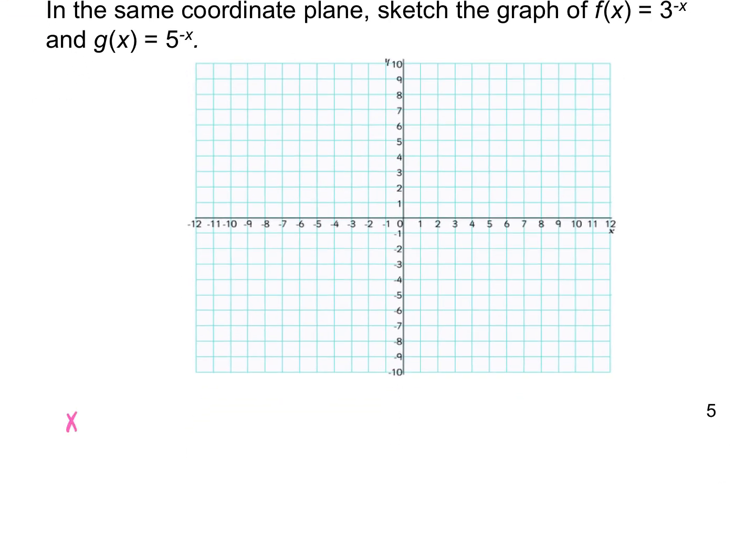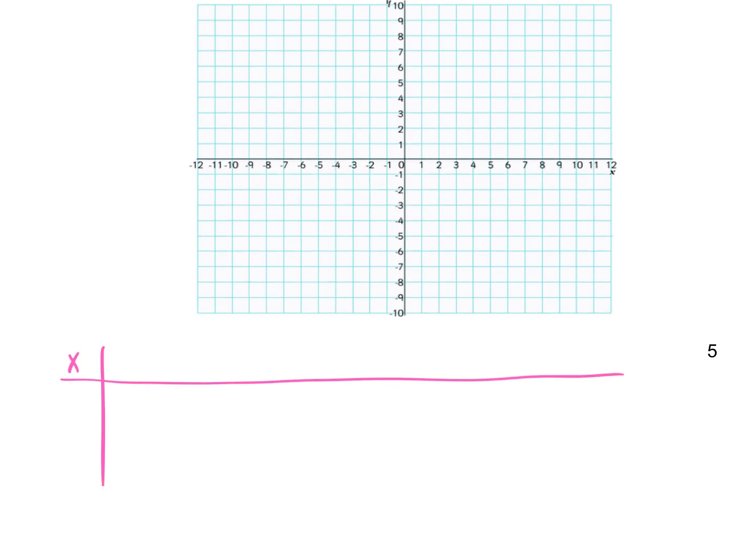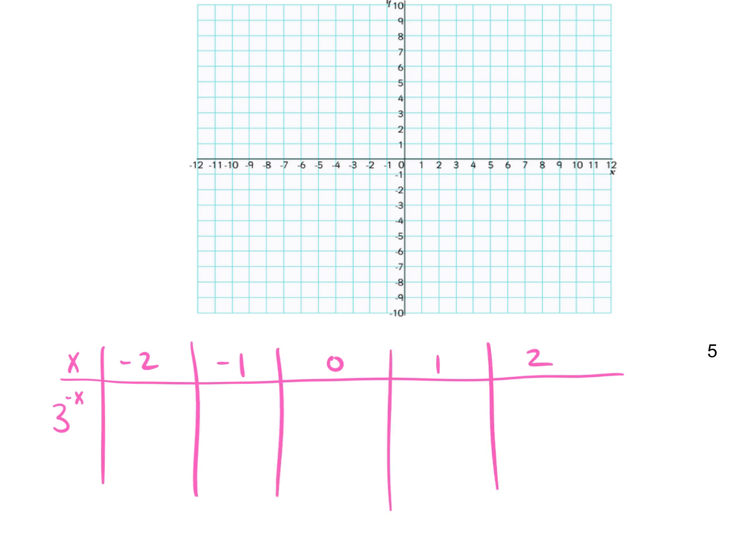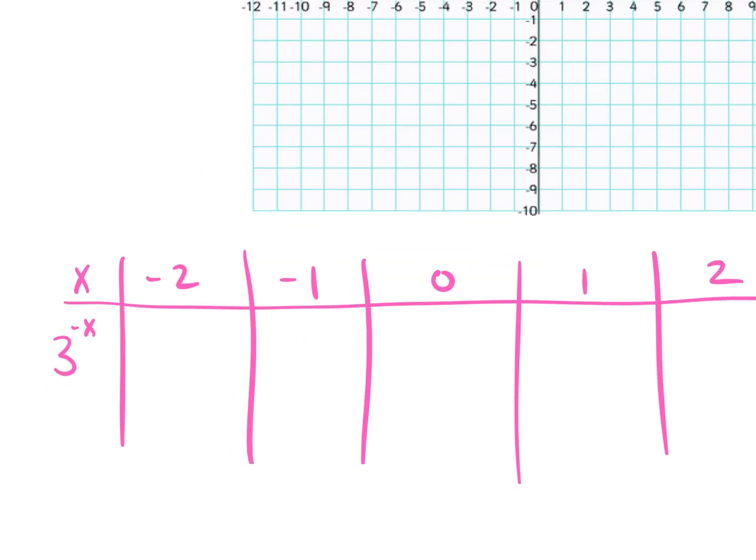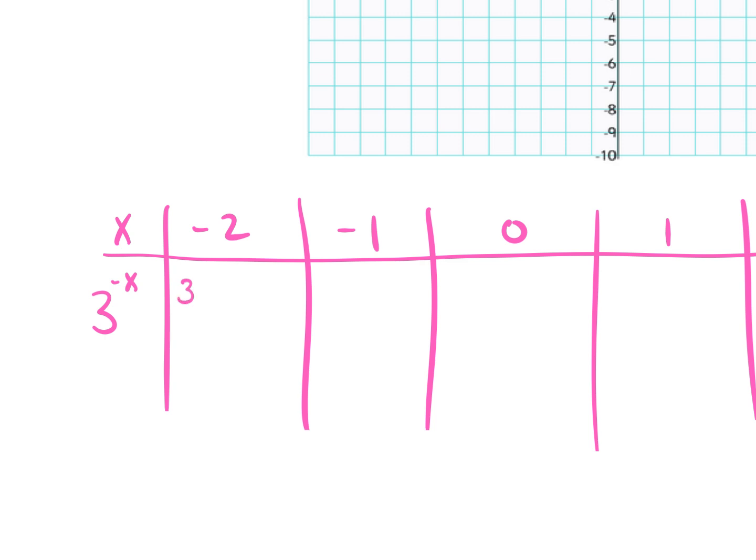So I'm going to plug in my values for x here. I'm going to make a chart just like we did in example 1. We have 3 to the power of negative x. I'm going to plug in -2, -1, 0, 1, and 2. So when we plug in -2, we get 3 to the power of -2, which would change this to be positive. So this is 3 squared, which would be 9.